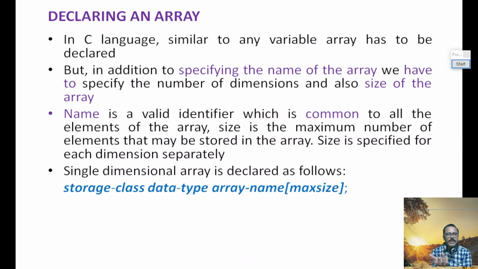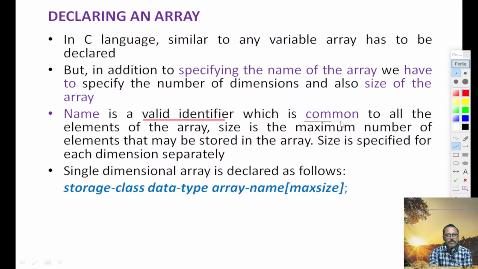Name is nothing but again a valid identifier, similar to a variable. Variable is a valid identifier. Name of the array is also a valid identifier. But that name is common to all the array elements. You don't use different names. And how do you access the individual elements? By using indexing. So an array name is a valid identifier which is common to all the elements of the array.